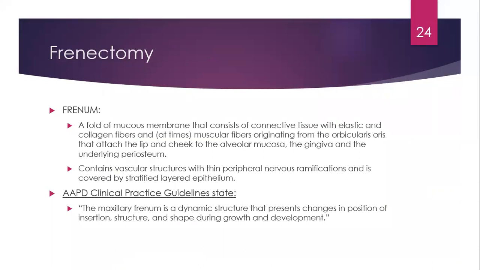The frenum itself is a fold of mucous membrane that consists of connective tissue with elastic and collagen fibers, and at times muscular fibers originating from the orbicularis oris that attach the lip and the cheek to the alveolar mucosa, the gingiva, and the underlying periosteum. This structure contains vascular structures with thin peripheral nervous ramifications and is covered by stratified epithelium. All that to say, it is a very thick attachment that can bring multiple components of the mouth together, which makes it very hard for the teeth to naturally come into place.